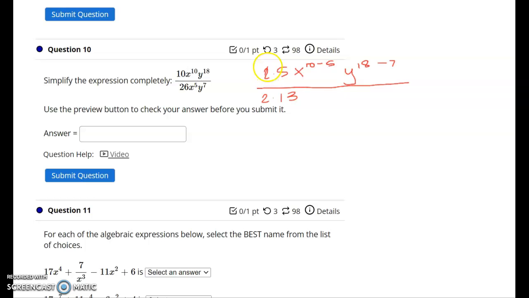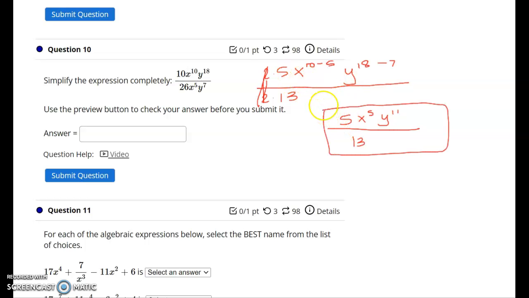So 2's cancel, oops. So I'm left with then 5. 10 minus 5 is just 5, so x to the 5th. 18 minus 7 is 11, so y to the 11th all over 13. So we're kind of doing the same thing. We're just basically getting rid of the extras and the things that will cancel out. So that would be our final answer there.